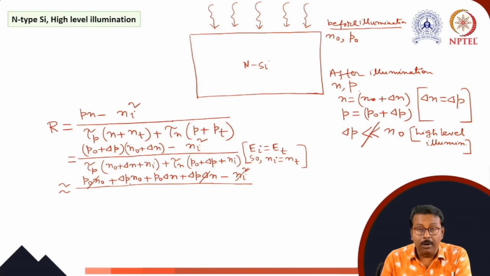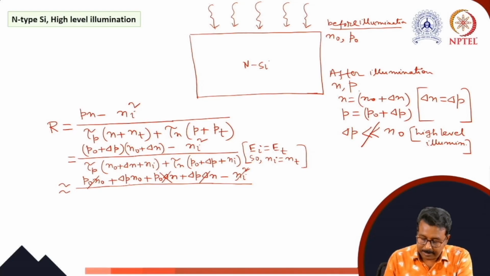N0 delta P cannot be neglected now because N0 is the majority carrier concentration and delta P is also sufficiently large, as excess minority carriers are generated. So this product remains. But P0 delta N: though delta N is high here, P0 itself is very small because it is the minority carrier concentration in N type. So this can be taken as a small value. So delta P N0 will be the final term in the numerator.